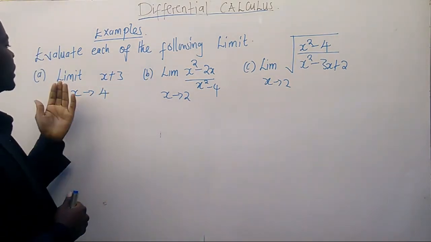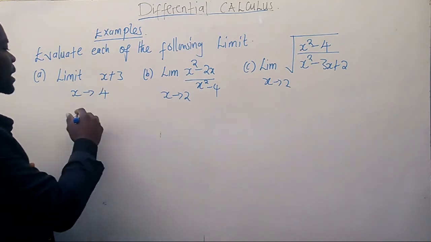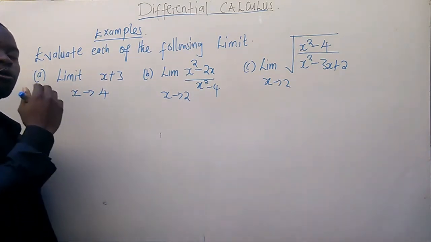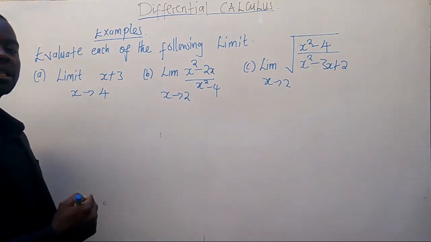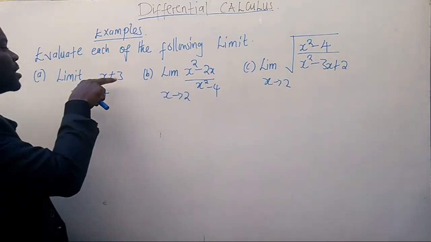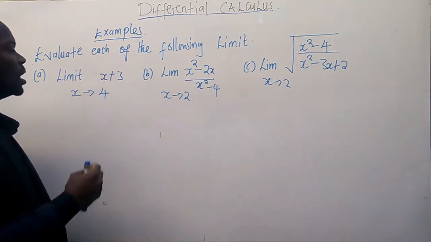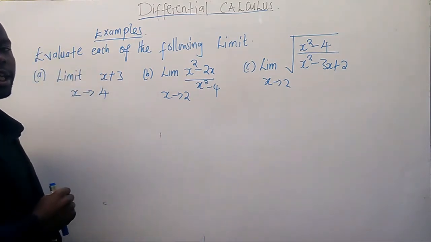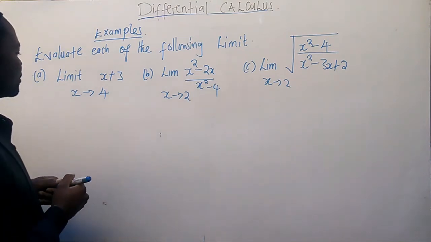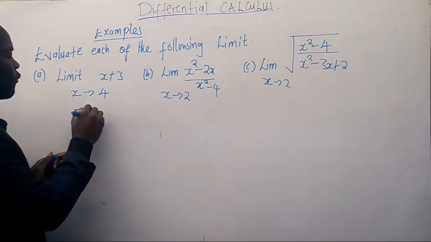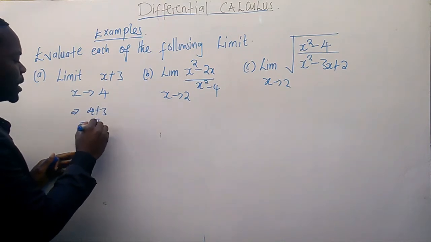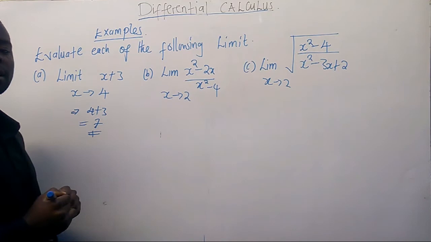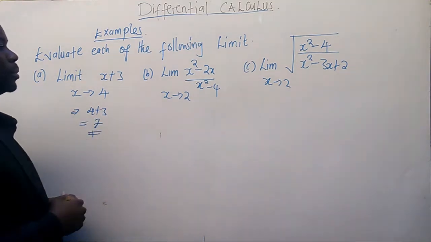We have A, the limit of x plus 3 as x approaches 4. For us to find the limit in question A, it's very simple. We must just substitute. Since this is a linear function, let's substitute 4 for x in our f of x. When we substitute, we have 4 plus 3, which is 7. So the limit in this case is 7.